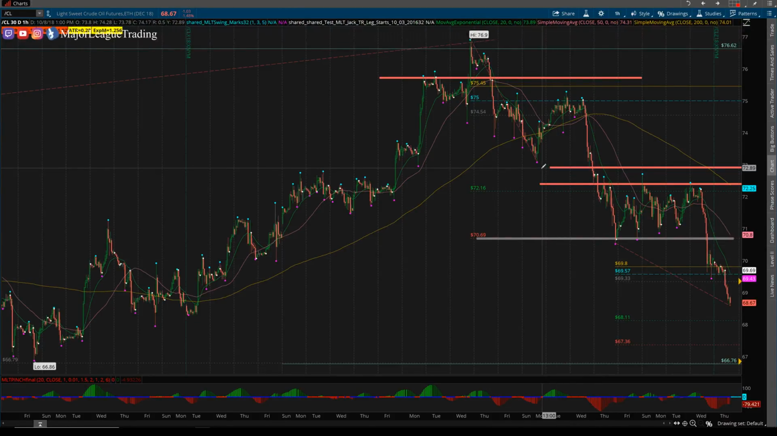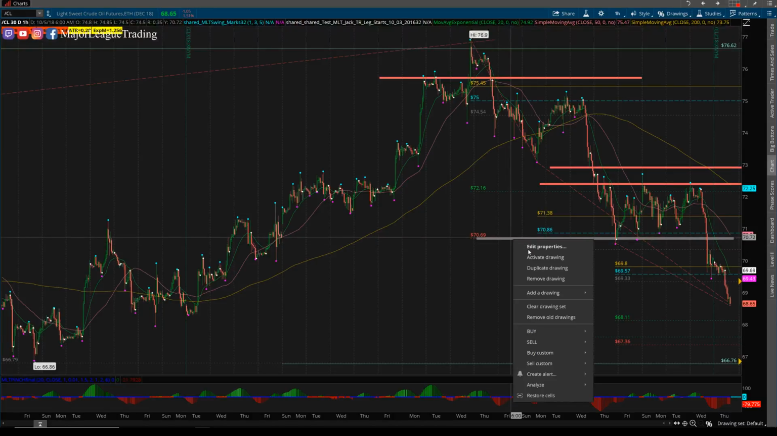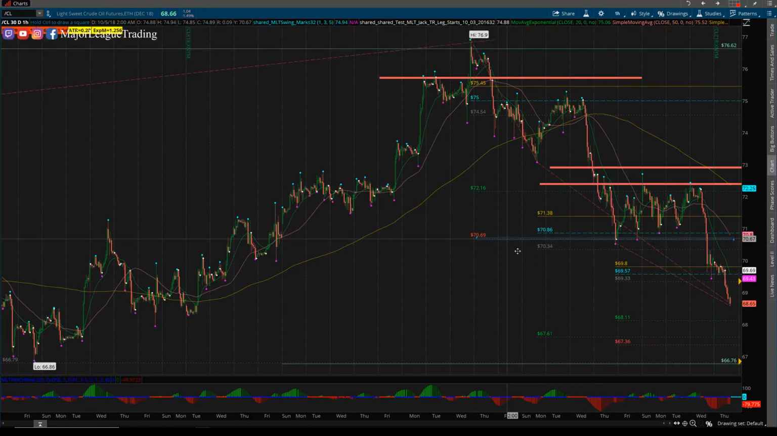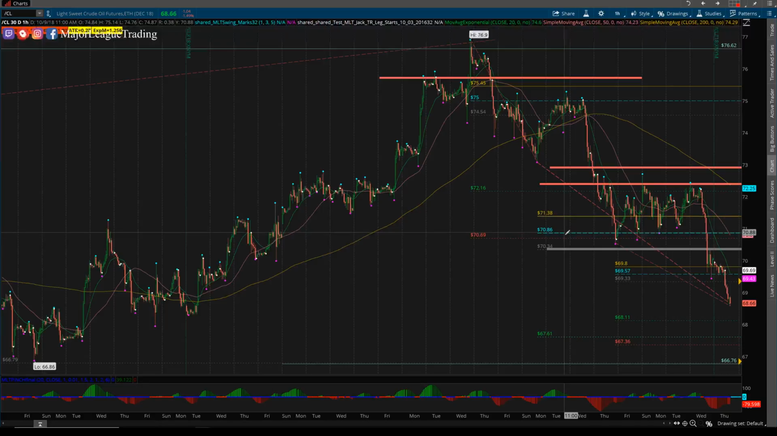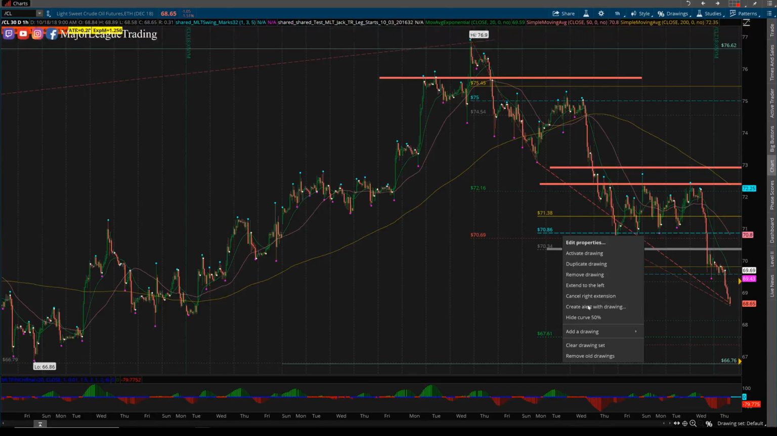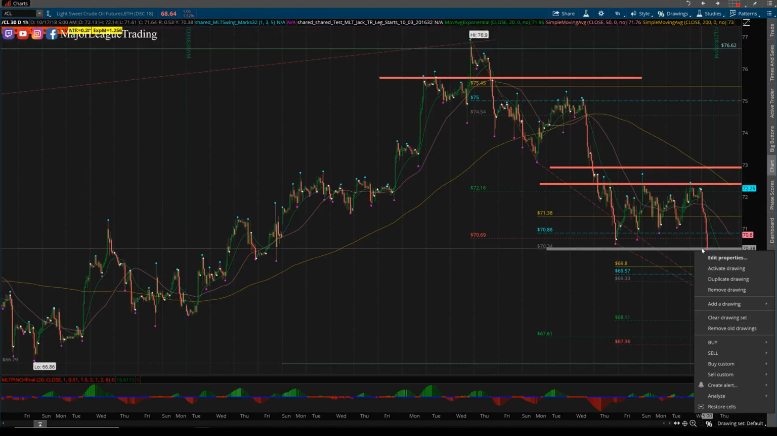A couple other levels we want to be aware of. Low to low. The low of last Monday to low. I want to be aware of that 38 and 50% retracement. 50% retracement is 70.86. I'm going to create an alert. Create alert. 70.34 and 70.86.